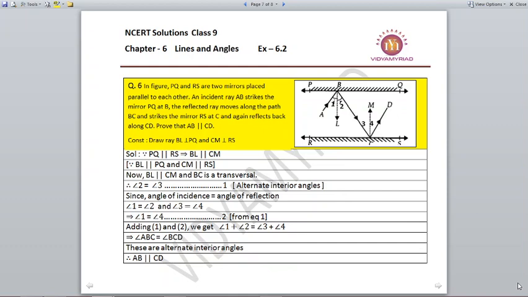Now, angle 1 will be equal to angle 4. Why? Because 2 is equal to 3, which we have already proved. Now add the equations: angle 1 plus angle 2 will be equal to angle 3 plus angle 4. When we combine it, we get that angle ABC will be equal to angle BCD, and these form the alternate interior angles, which means that AB will be parallel to CD.